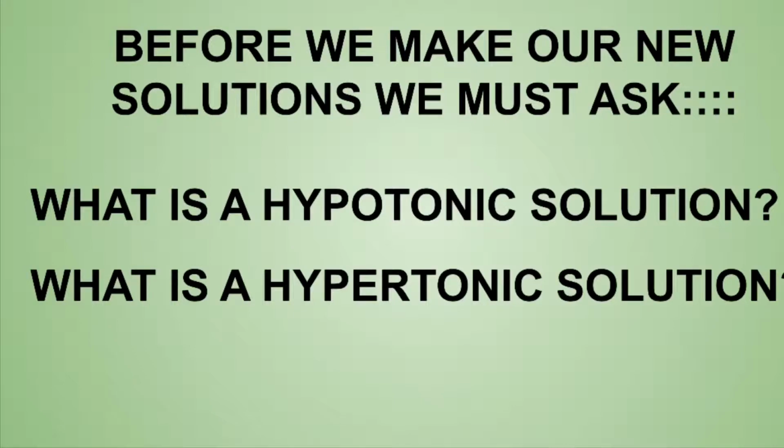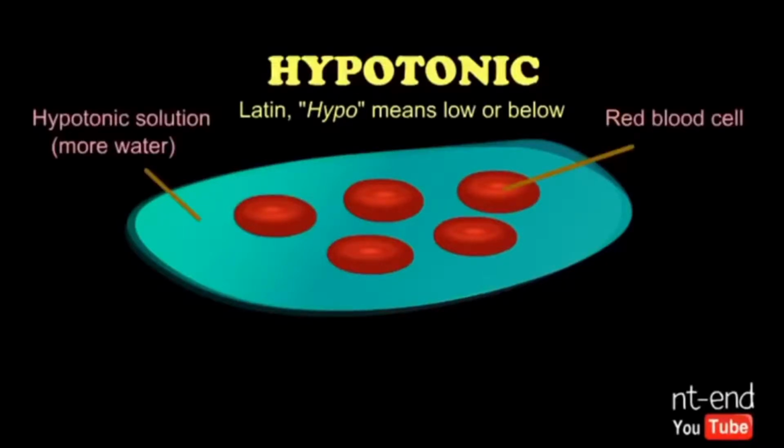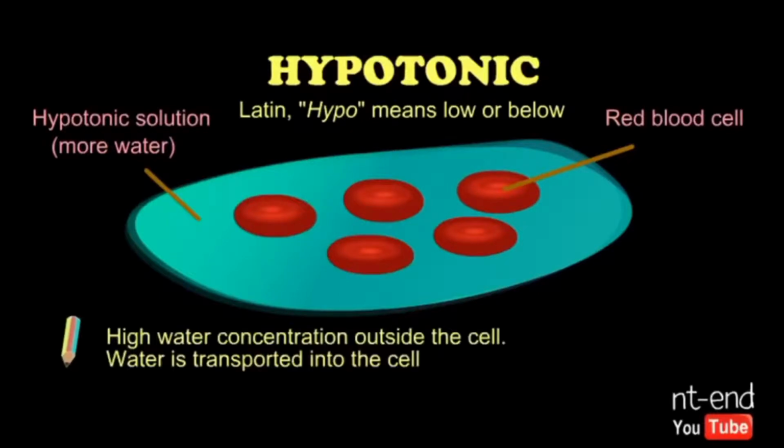The question here is, what is a hypotonic solution? A hypotonic solution is a solution that has a lower solute concentration than another solution. Water particles will move into the cell, causing the cell to expand. It can even get big enough to burst.